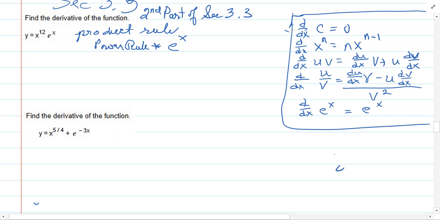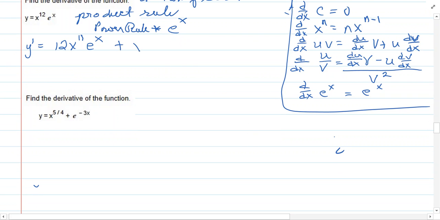All right, so this means that we're going to have y prime is equal to, and I'll do the first term, 12x to the 11th power e to the x, because I took the derivative of the first term. Plus, I'm going to have x to the 12, and I'm going to take the derivative of the second term, e to the x. And I'm done. That was simple enough, other than the fact that we have a plus in between, and the derivative of e to the x is e to the x.